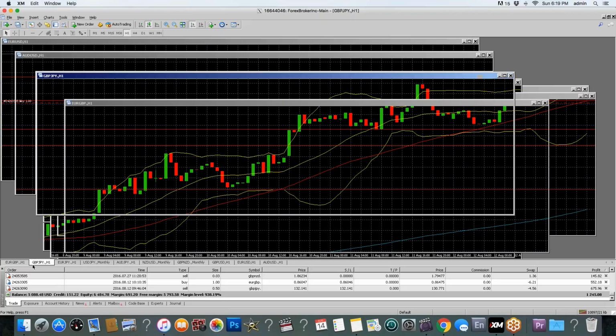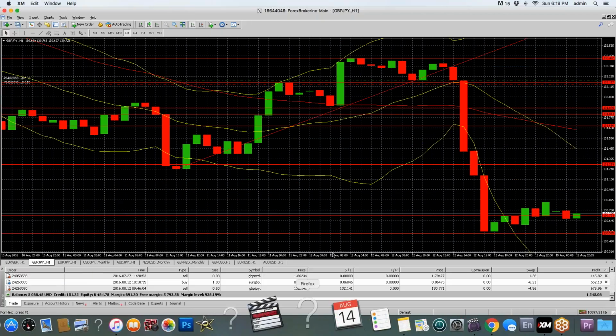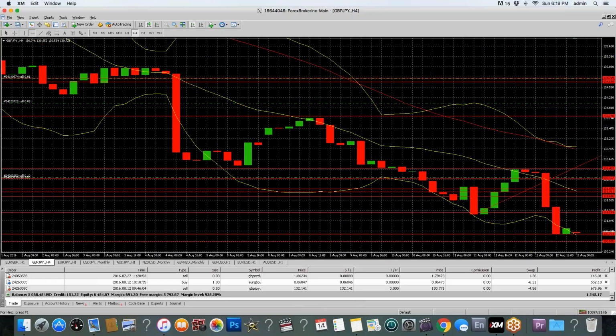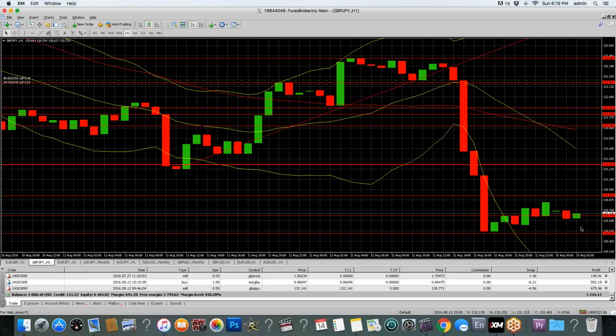But since it is Tokyo, I would do GBP JPY. If I were to enter right now, I would look at the 4 hour and say, okay, I'm going to put my stop loss right here. I'm going to put it above the top of the past 4 hour. So go to the 1 hour. I would get in right now.